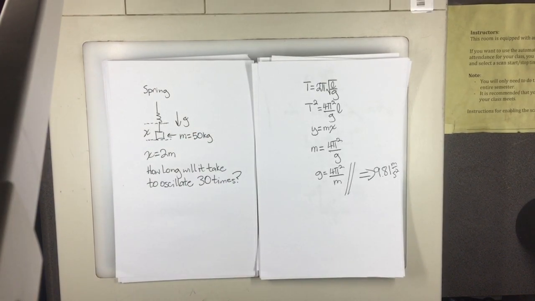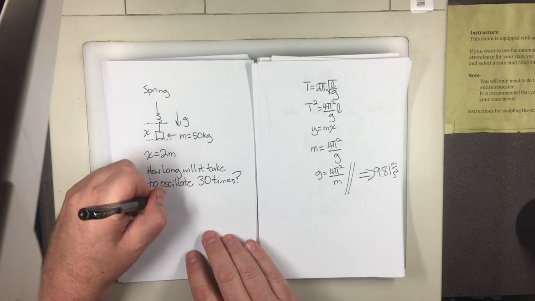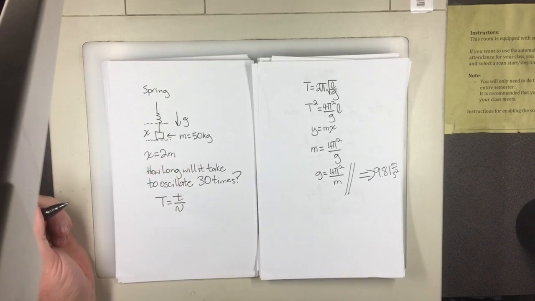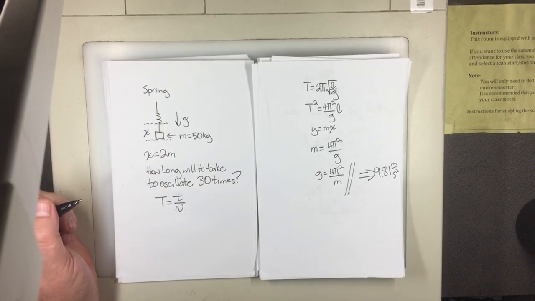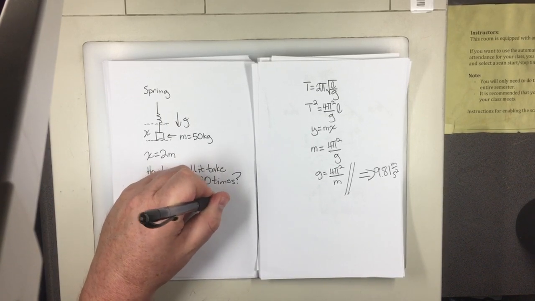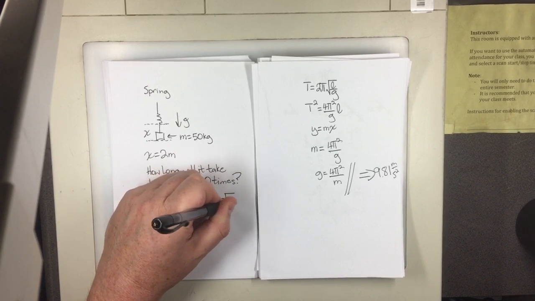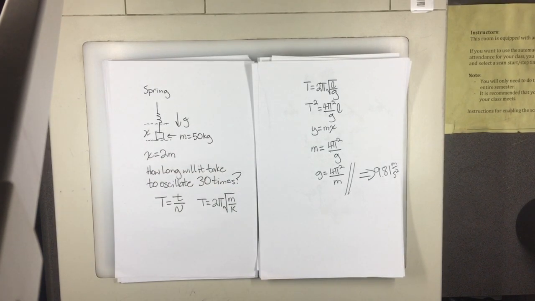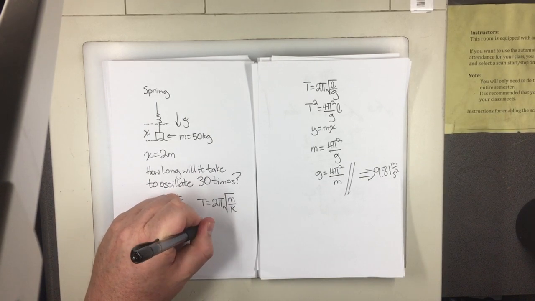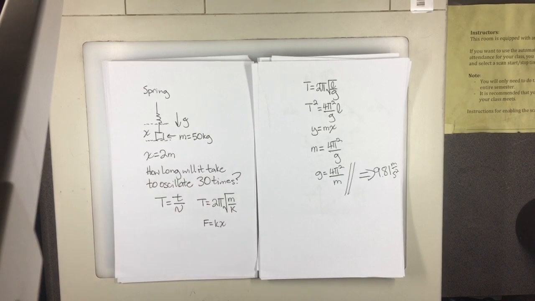So we're gonna want the total time t. Period is total time divided by the number of oscillations. I know that the period of a spring pendulum is 2 pi square root of m over k. And I also know that I'm dealing with a spring, so F is equal to kx, the magnitude version of Hooke's law.